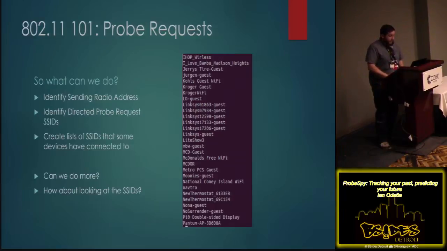Additionally, up here, the second one, you can see it's named I Love Bamboo Madison Heights. Now, if I was in an area and I was attempting to determine something about these places, I might be able to identify that that was a specific location. And I'd be willing to bet that there probably aren't too many other I Love Bamboos in any other Madison Heights around the world. So, using some Google foo, we might be able to make some educated guesses about where that network exists.